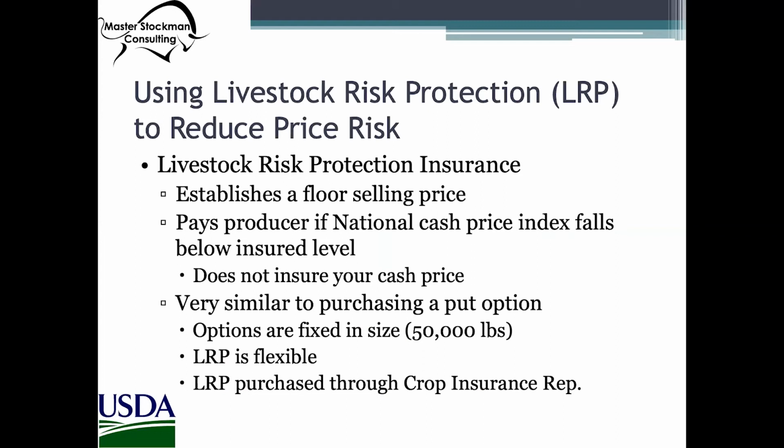Certainly in the lamb business, we don't have that option. That's a cattle, or if you're a crop producer, you're more familiar with these put options. Cattle producers can use them, but even for cattle producers, options are not as handy to use. They're fixed in size at 50,000 pounds, where LRP is much more flexible. You can insure one lamb up to 1,000 lambs on a single policy. And then LRP is purchased through a crop insurance rep.